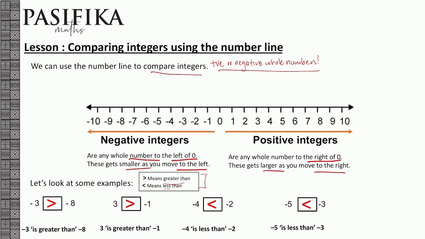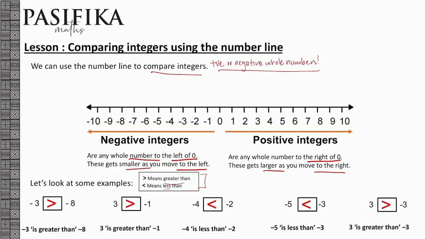How about we try another one? Why don't you pause the video and give that a go? Now that is where 3 is on the number line, and that is where -3 is on the number line. And we can clearly see that 3 is greater than -3.